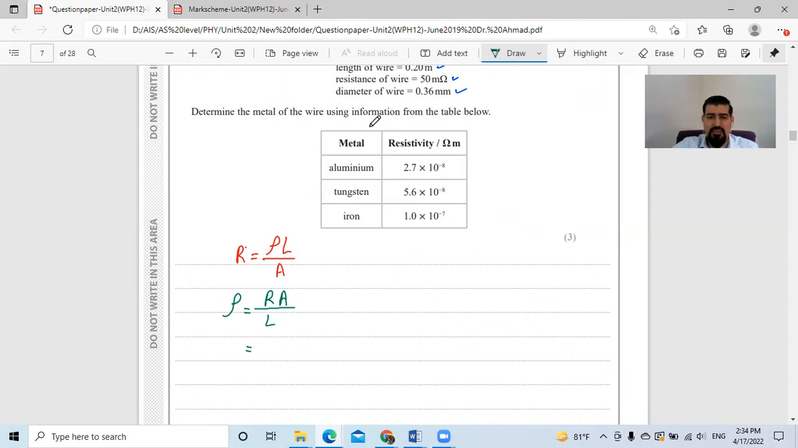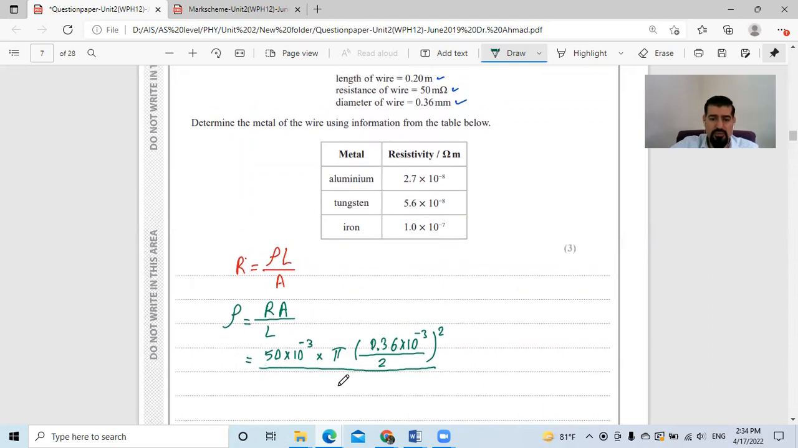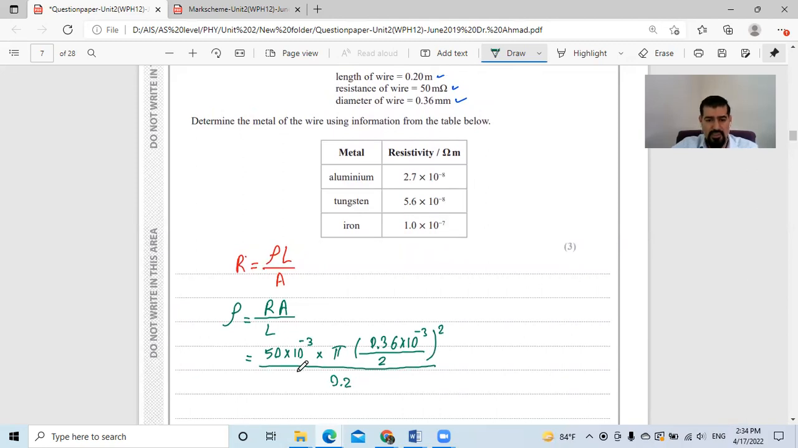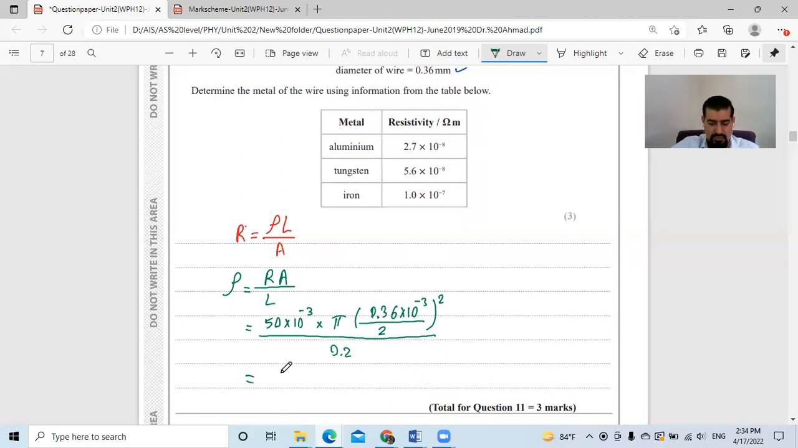So the resistance of this material is 50 milliohm, that means 50 times 10 to the power of -3, multiplied by the area, which is pi r squared. This is the diameter, so 0.36 multiplied by 10 to the power of -3, converted from millimeter to meter, divided by 2 to convert it from diameter to radius, all squared, because the area is pi r squared, all divided by the length, which is 0.2. And by using the calculator, our answer will be 2.5 times 10 to the power of -8 ohm meter.